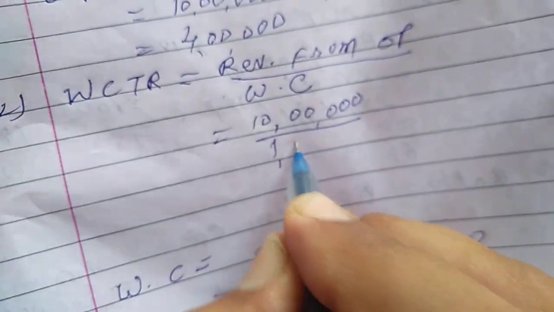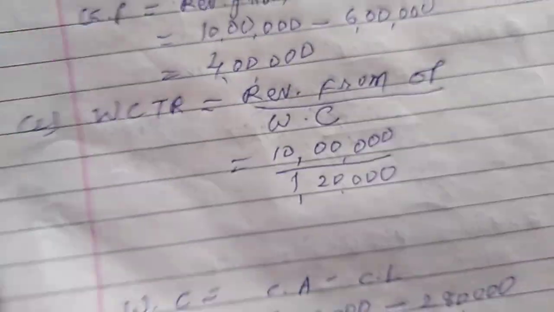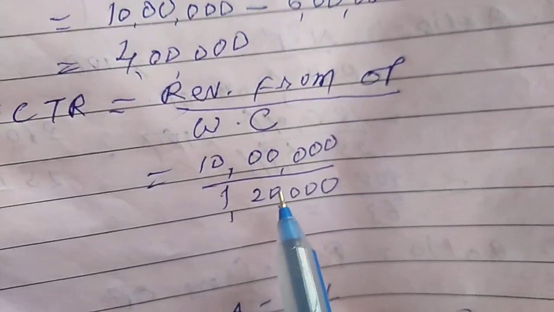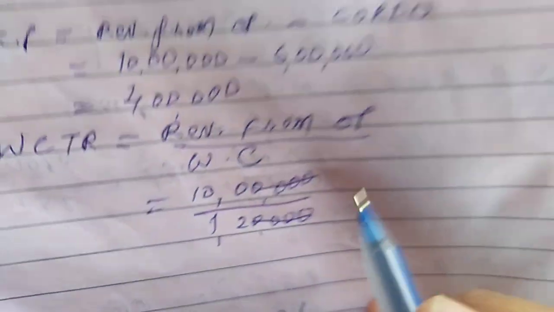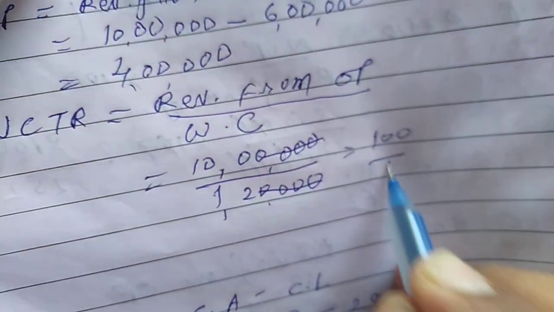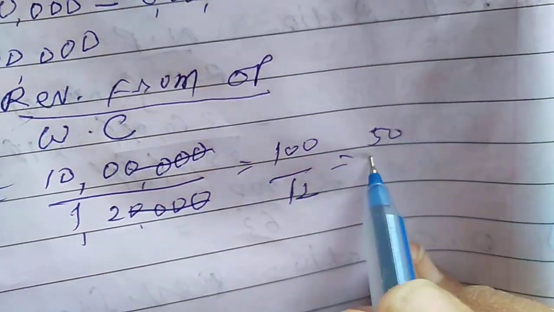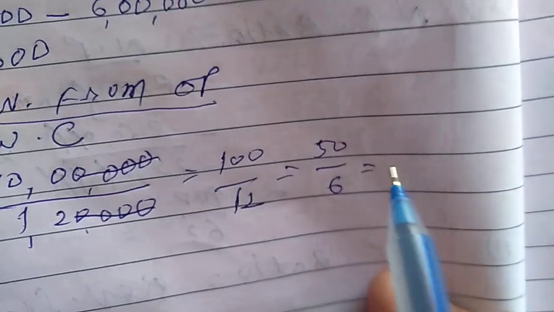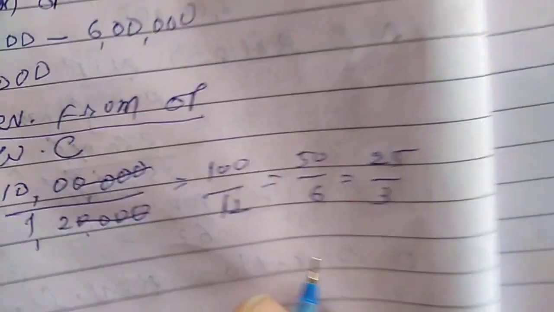So we will put this amount here, 1 lakh 20,000. So revenue from operation 10 lakh and working capital is 1 lakh 20,000. Now we have to cancel this zero. For easy calculation, the remaining amount is 100 upon 12. Then in reduced form, half of 100 is 50, half of 12 is 6. Again half of 50 is 25, and half of 6 is 3. So 25 upon 3.